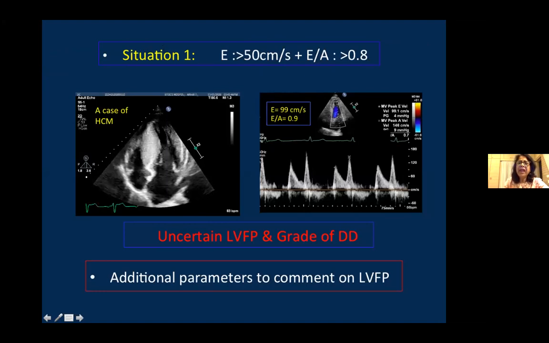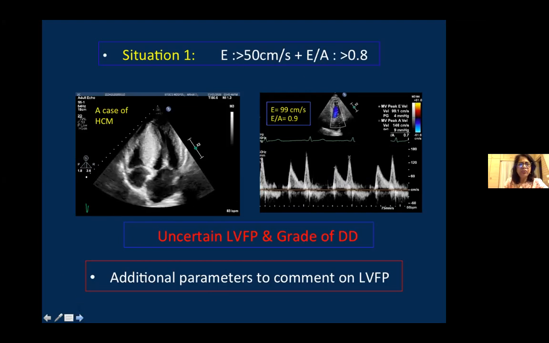Here we cannot say whether the LV filling pressure is elevated or not. So we cannot grade the diastolic dysfunction only by looking at the mitral flow pattern. In this case, we need additional parameters to comment on the LV filling pressure and the grade of diastolic dysfunction. This is the situation 1.